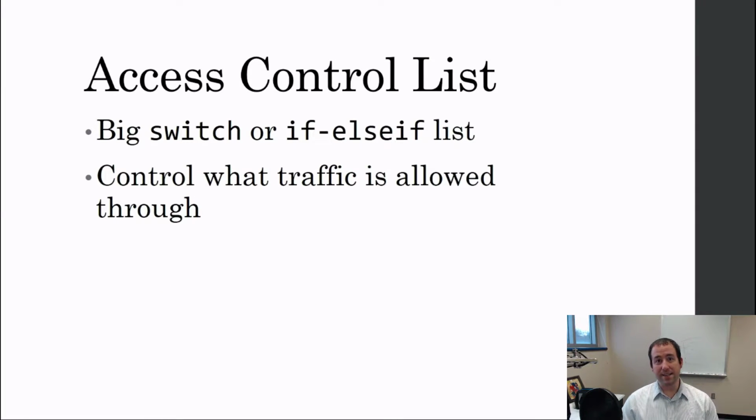And the way that it does that is through what's called an access control list. The access control list, or ACL, is really just a really long if-else or switch statement, if you're a programmer, that is a list of rules that define what kind of traffic is allowed into your network or out of your network. If it matches one of these rules, you decide what to do with it. Either it gets accepted in or it gets thrown out.